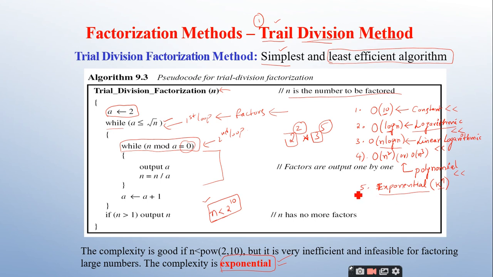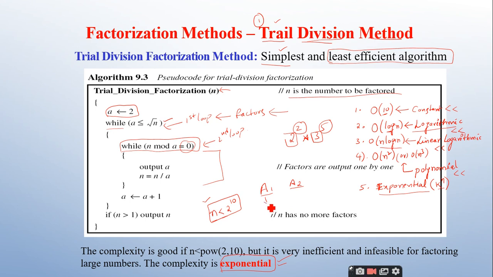So can anybody tell me the best algorithm? For example, I have two algorithms, A1 and A2, for the same task, right? Can we have different algorithms for the same task? Yes or no? Yes, sir. So I have given you a task, and one person has come up with algorithm A1 and a second person has come up with algorithm A2.